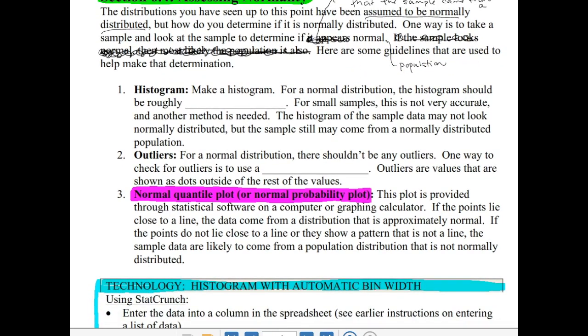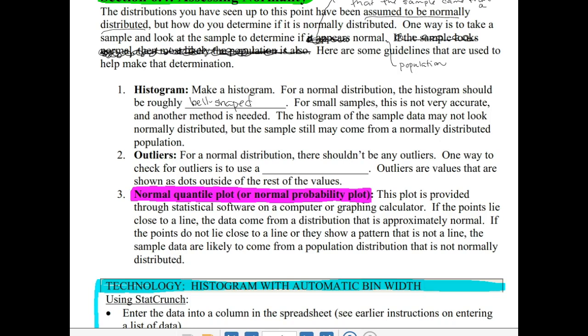The first thing is to make a histogram. For a normal distribution, the histogram should be roughly bell-shaped. Now remember, a histogram is actually a bunch of rectangles, so by bell-shaped, we've got these rectangles that kind of stair-step up and stair-step back down. So we've got a unimodal and symmetric distribution going on.